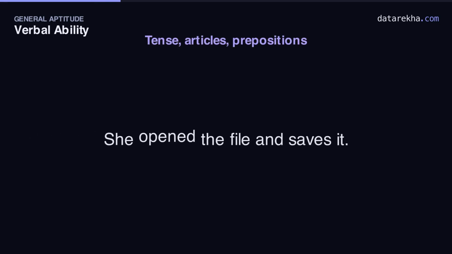3 more grammar slips worth knowing on sight. First, tense that jumps. She opened the file and saves it. Opened is past. Saves is present. The sentence trips between 2 times. Keep 1 time frame. Since we began in the past, saves becomes saved. She opened the file and saved it. Both feet in the same tense.